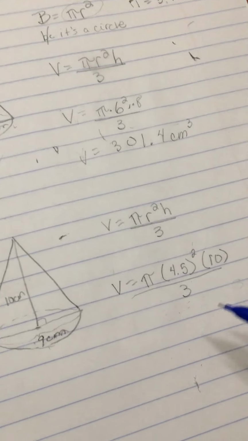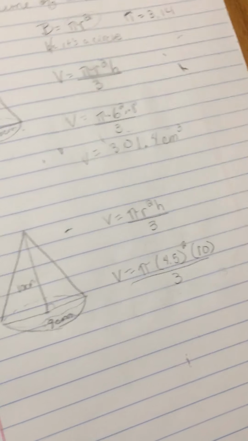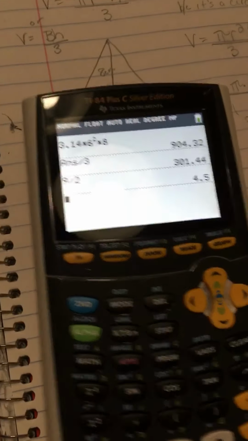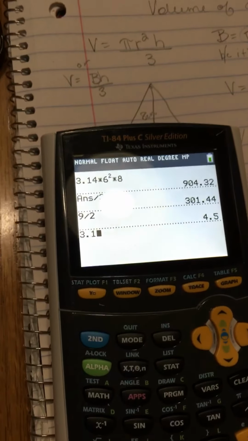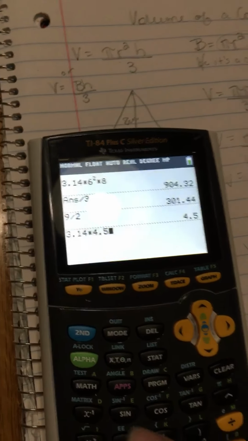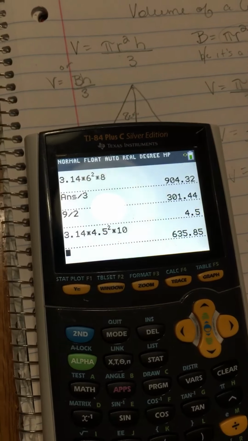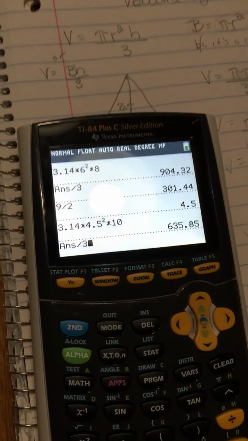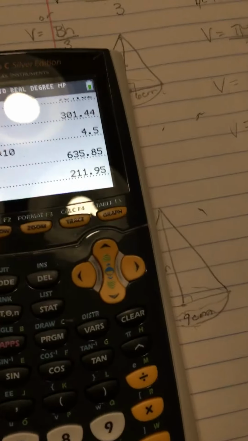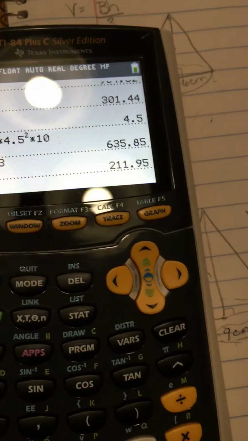Whether you use parentheses or you use the times sign, it doesn't matter. The high school is going to want you to use parentheses, so try to get into that habit. All right, here we go. 3.14 times 4.5 squared times the height. Again, remember, hit enter and then divide by 3. And we get 211.95.